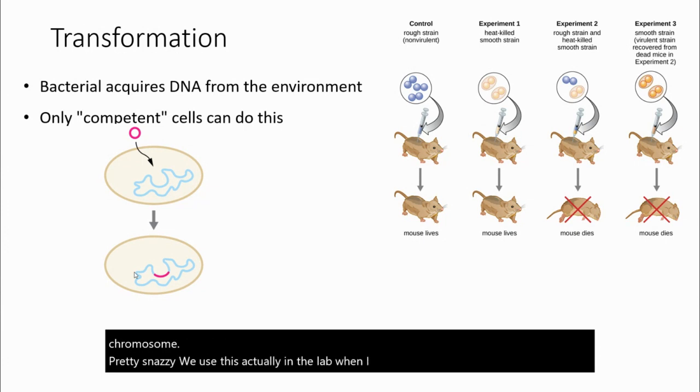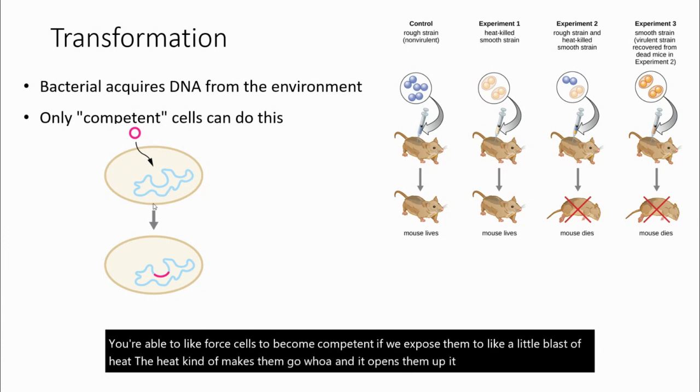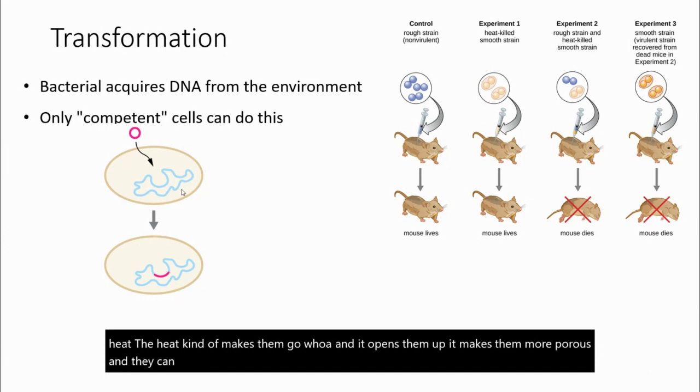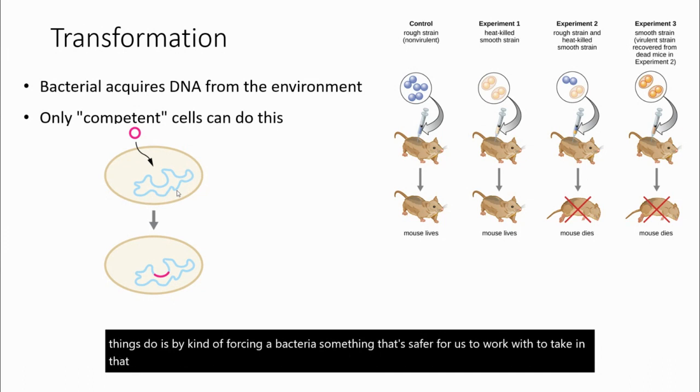We use this actually in the lab. When I was doing research in graduate school, you're able to force cells to become competent. If we expose them to a little blast of heat, the heat kind of makes them go, whoa, and it opens them up. It makes them more porous, and they can bring in DNA. And that's how we're able to figure out what certain proteins and things do, is by forcing a bacteria, something that's safer for us to work with, to take in that DNA. It'll then make that protein, and we can study it. So I did this a lot in the lab.